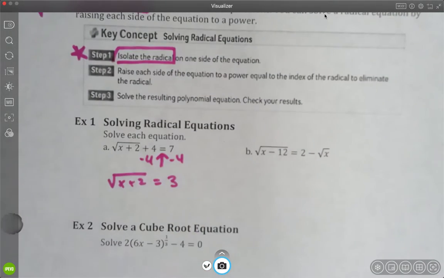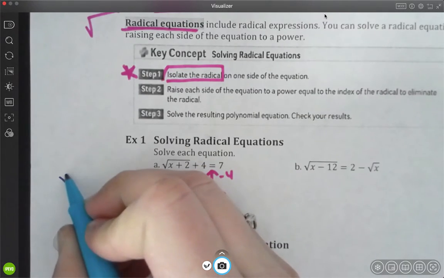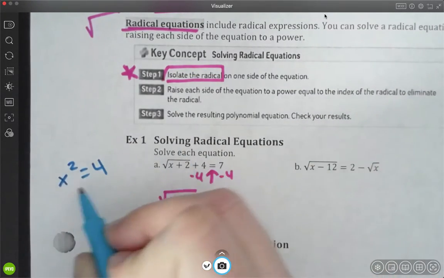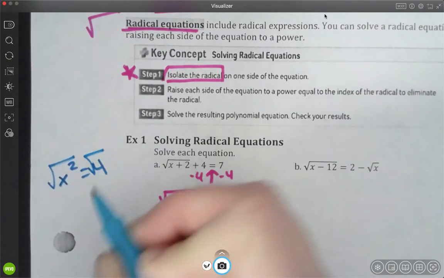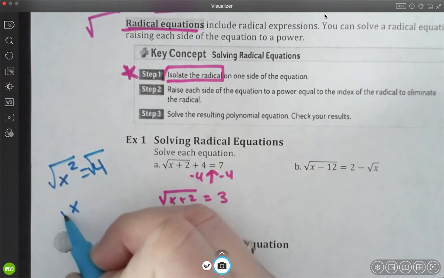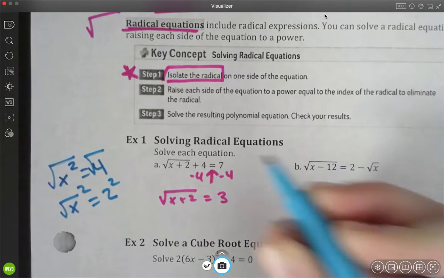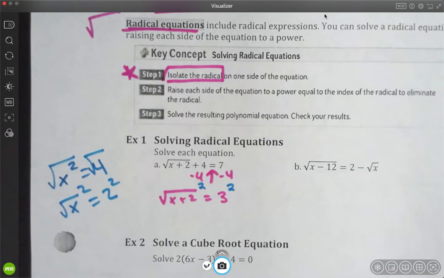Now, is the radical isolated? Yes. Isolate means by itself. So now I can just solve. How do I get rid of a square root? Yeah, square it. So it's kind of the inverse. If I had x squared equals 4, I think I talked about this yesterday, to solve it, I would take the square root. Well, if there's already a square root, like the square root of x equals 2, I would square both sides, right? So you square it to get it to go away.